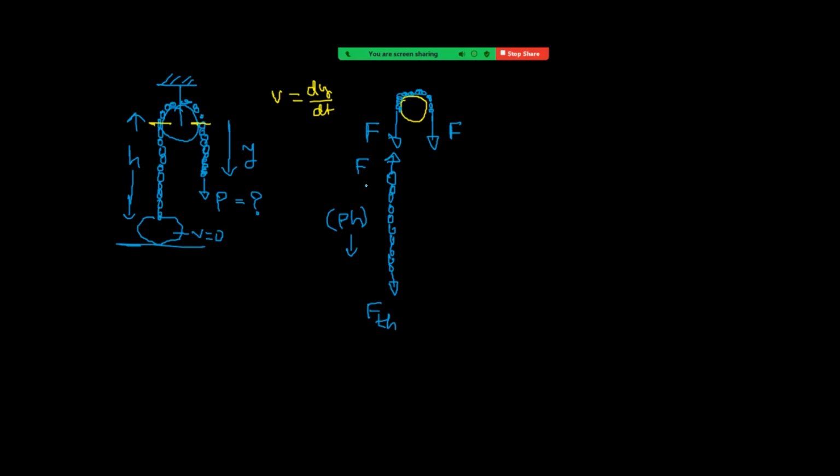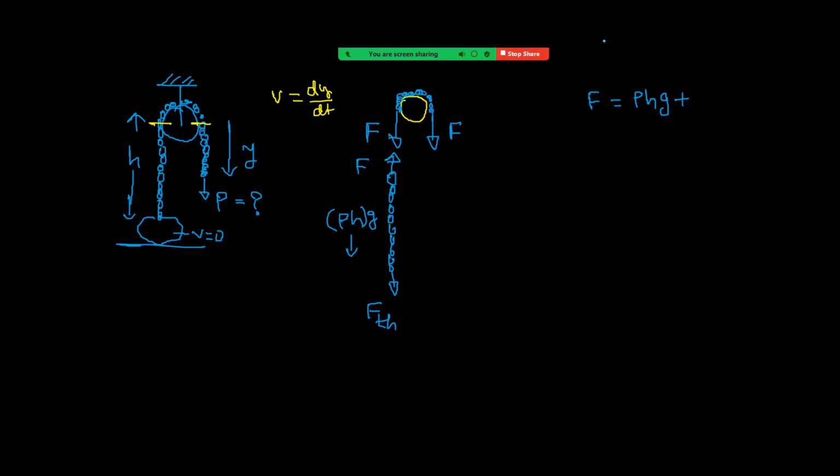Then see what we can write here. Since the speed is constant, net force must be equal to 0. So condition 1: F should balance rho into H into G, that is M into G, mg, plus thrust force.